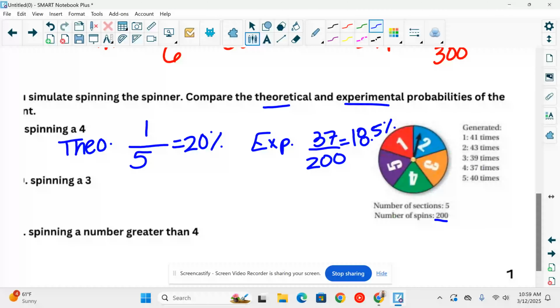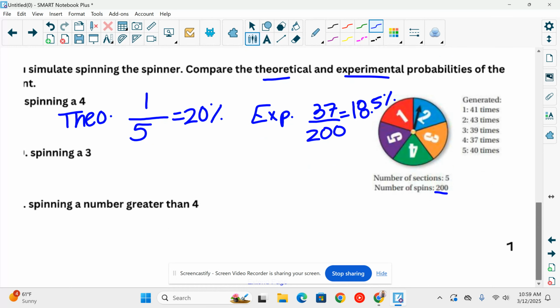Okay. What if I wanted to look at the last one? Spinning a number greater than 4. Theoretically speaking, how many options do I have in all? How many total options do I have on my spinner? 5 options on my spinner. How many of those options are greater than 4? 1. Converted gives me 20%.